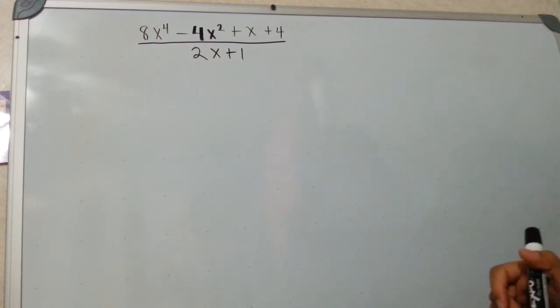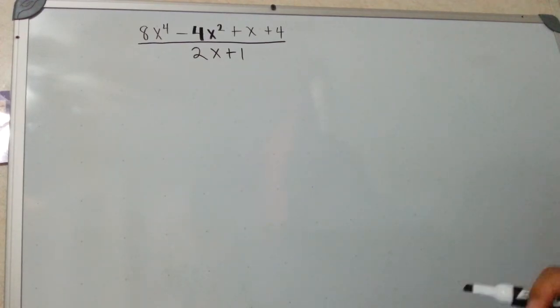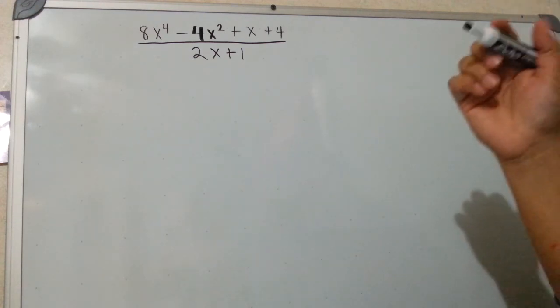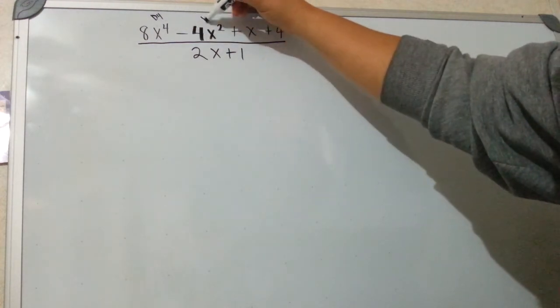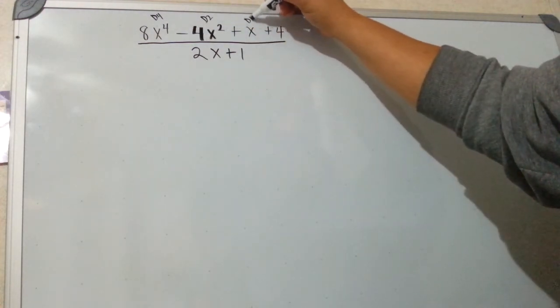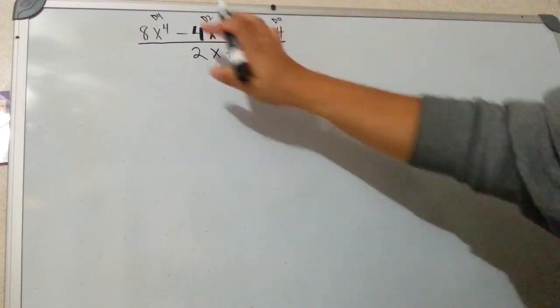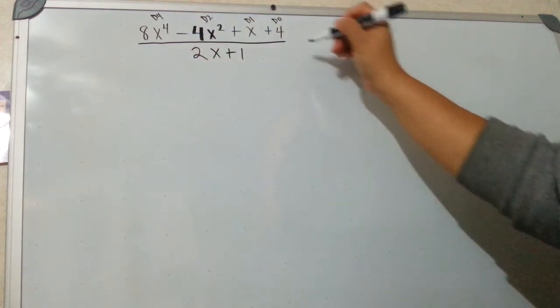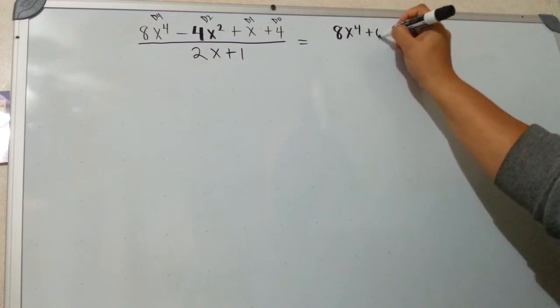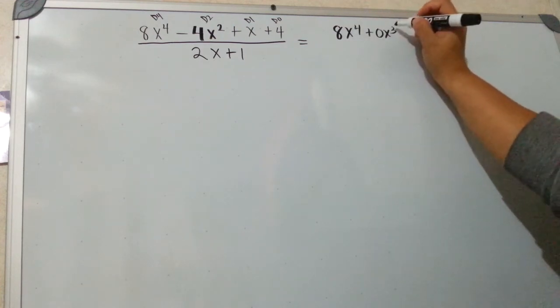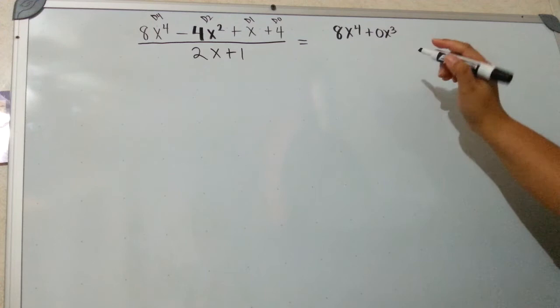Alright, this is a problem that has both missing degrees and will also have a remainder. So the first thing you do is you check your degrees. This one is degree 4, degree 2, degree 1, and degree 0. So we can see that degree 3 is missing here. So I would rewrite this. Remember, you need to add the term with a 0 in there.